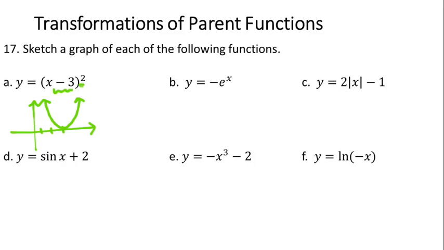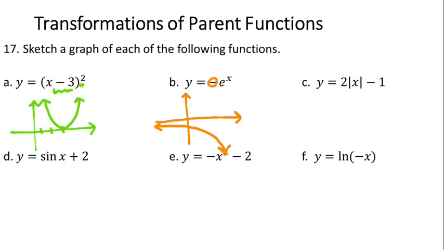All right, question B. E to the x, and we've got a negative in front. That negative in front of the whole function, that's going to reflect the function over the x-axis. So my exponential graph flipped over the x-axis. That graph should look something like this.